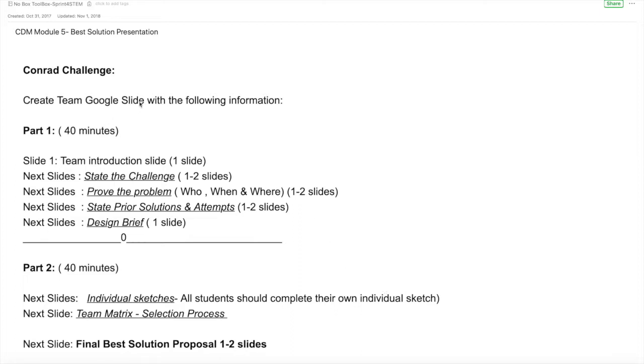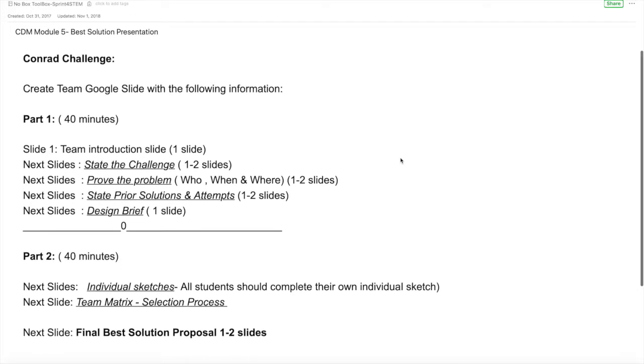Create a team Google slide with the following information. So the first thing I'd like to show you is the deliverable. Before being able to present, it's important to understand the steps needed to actually guide students to accomplishing an innovation. So here's a breakdown of the slides from one slide to the next.